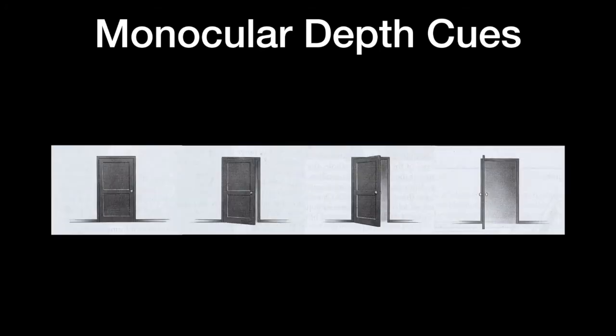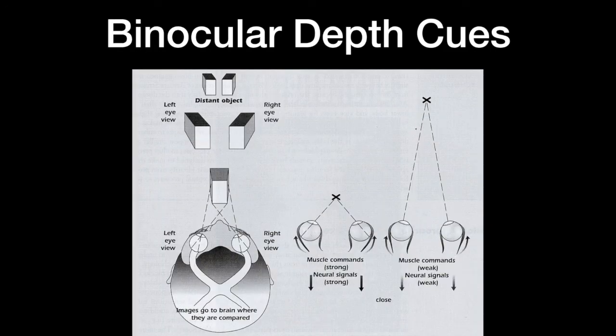Shape constancy is the ability to perceive an object's shape as constant despite changes in its orientation and the angle from which one views it. On the retina, the shape of the door from left to right continuously changes, but our brain perceives it as an opening door. Okay, next we're gonna look at the binocular depth cues.